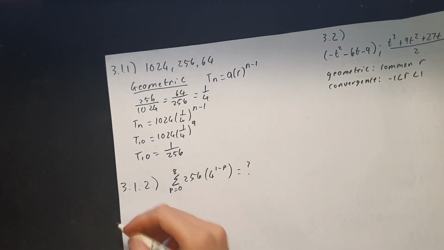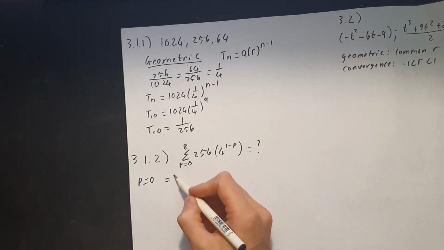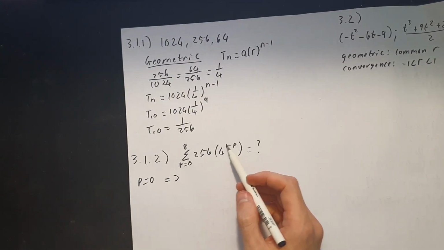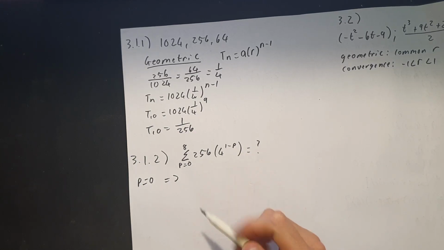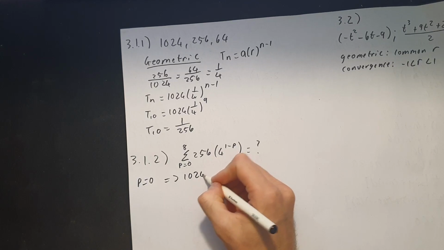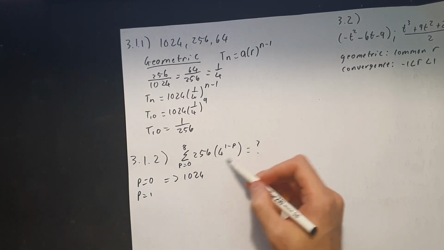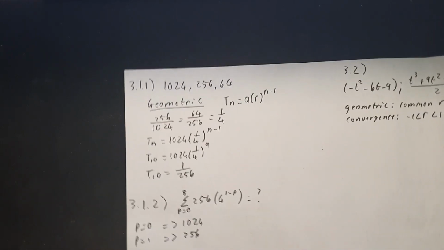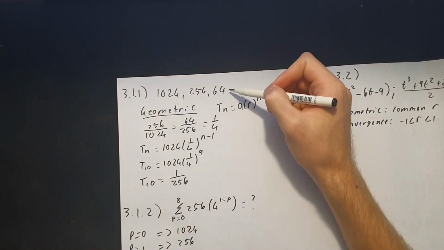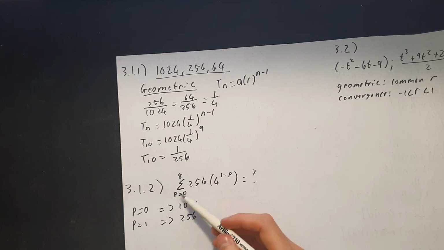So when p equals 0, what do we have? 1 minus 0 is 1, so 256 times 4, that gives you 1024. When p equals 1, 1 minus 1 is 0, so that becomes 1, so we then have 256. Aha, so what do we notice? We are producing the exact same sequence that was given in 3.1.1. Now they're asking you to sum from 0 to 8.